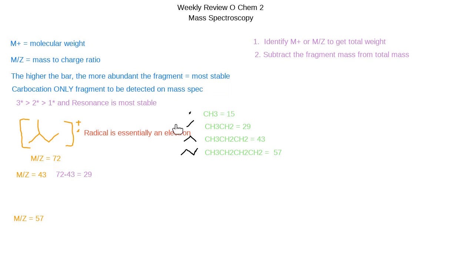So back to our problem. We have a total mass of 72. I subtracted 43. So I need a fragment with weight of 29. Or I have to cut 29, and 29, according to this little key, is an ethyl. So I have to cut a CH3, a methyl, and then a CH2, okay?